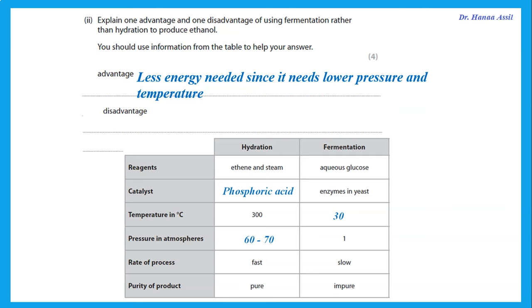So from the table, the advantage is the temperature is only 30 and the pressure is 1 atmosphere. So I'm doing fermentation at low temperature, atmospheric pressure. That means less energy is needed. But what is the disadvantage of fermentation? Remember, we said the disadvantage is that it is a slow process and it provides impure product that needs to be further purified.